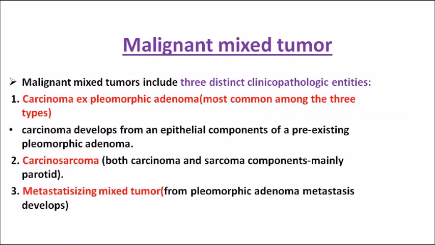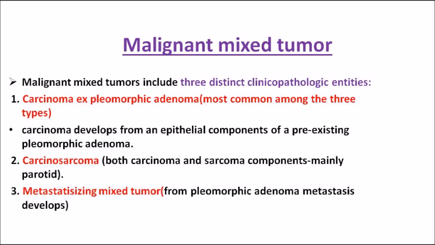Now, coming to the end of this particular lecture, about malignant mixed tumor, let me explain to you. There are three malignant mixed tumors. One is carcinoma ex pleomorphic adenoma, which is the most common among all three. Second is carcinosarcoma, and the last is metastasizing mixed tumor. It is not that important MCQ-wise, but just remember these are the three malignant mixed tumors seen. Mixed means it contains both epithelial as well as connective tissue components, so that is why it is called mixed.